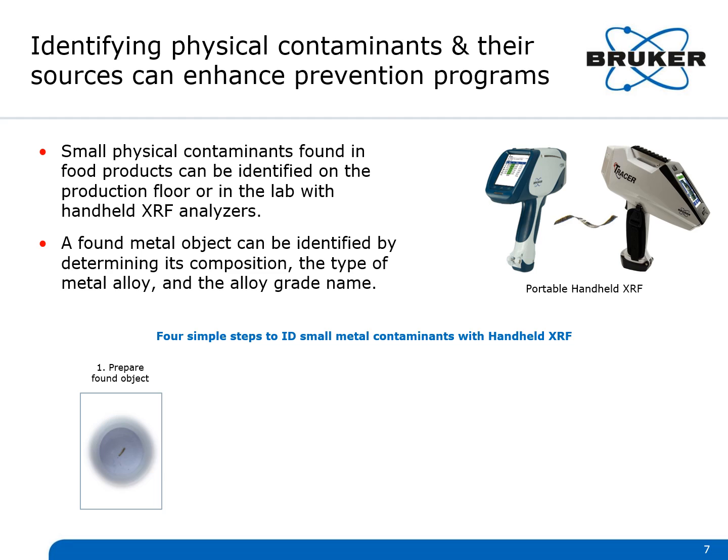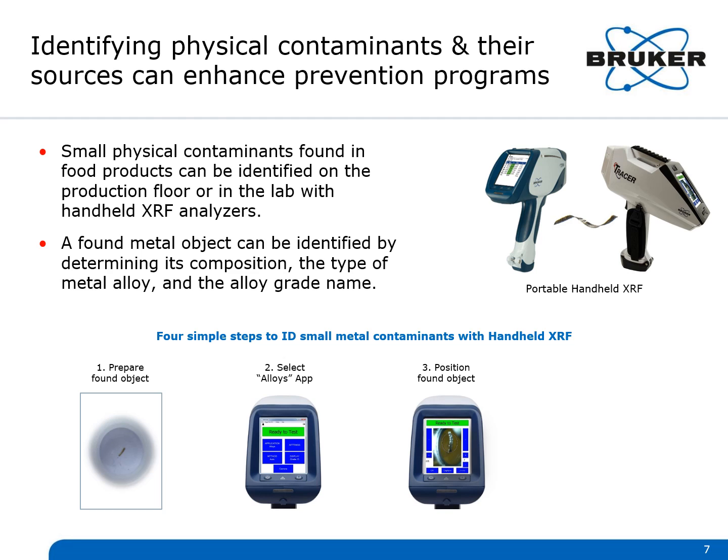First, you prepare the piece of metal in a way that XRF can see it. Then, you select the alloys application on the Ready to Test screen. You position the found object to the XRF's window view, and then you start the test and view the results on the screen. In this case, it's 316 stainless steel.